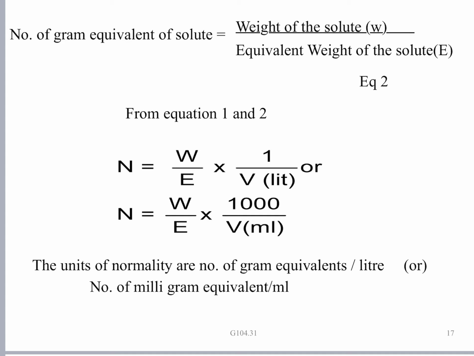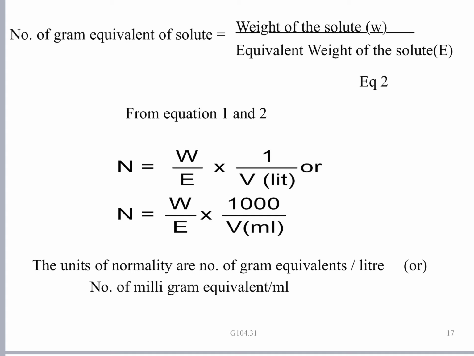Substituting this, normality is equal to weight by equivalent weight into 1 by volume in liters, or the same is weight by equivalent weight into 1000 by volume in milliliters. If the volume is given in liters, we can use the first formula. If the volume is given in milliliters, we can use the second formula directly.